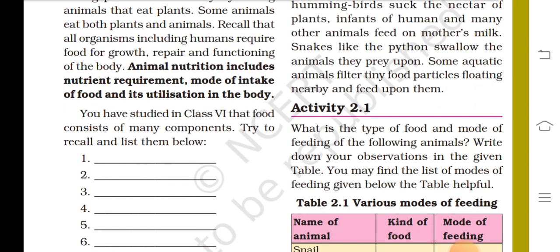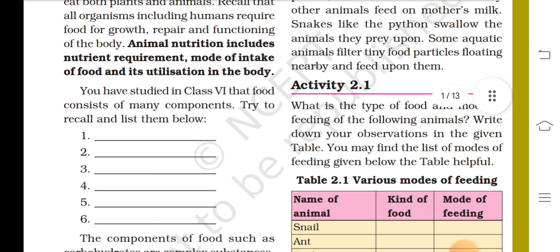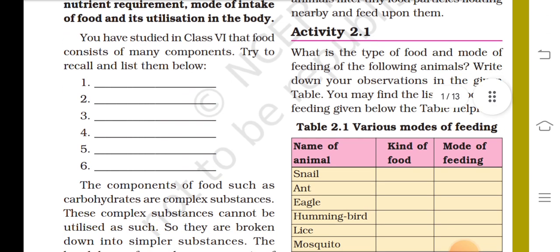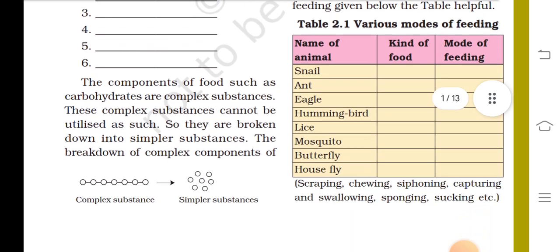Recall that all organisms, including humans, require food for growth, repair, and functioning of the body. Animal nutrition includes nutrient requirement, mode of intake of food, and its utilization in the body. You have studied in Class 6 that food consists of many components. To recall, list them below.